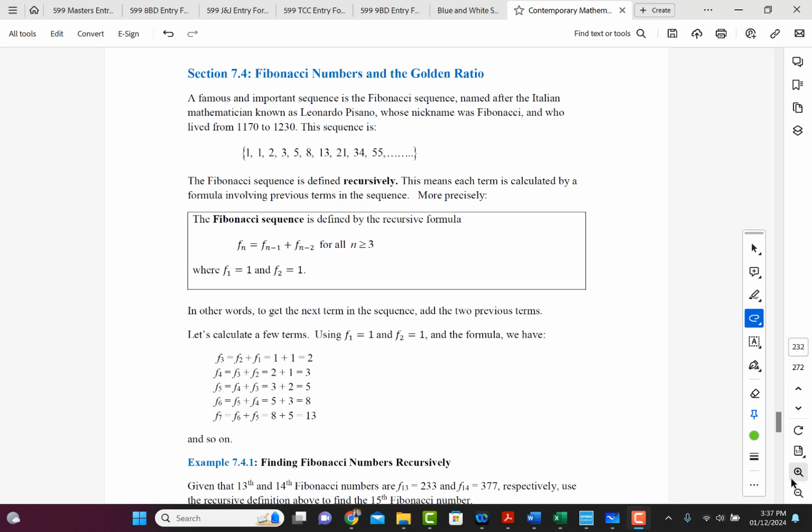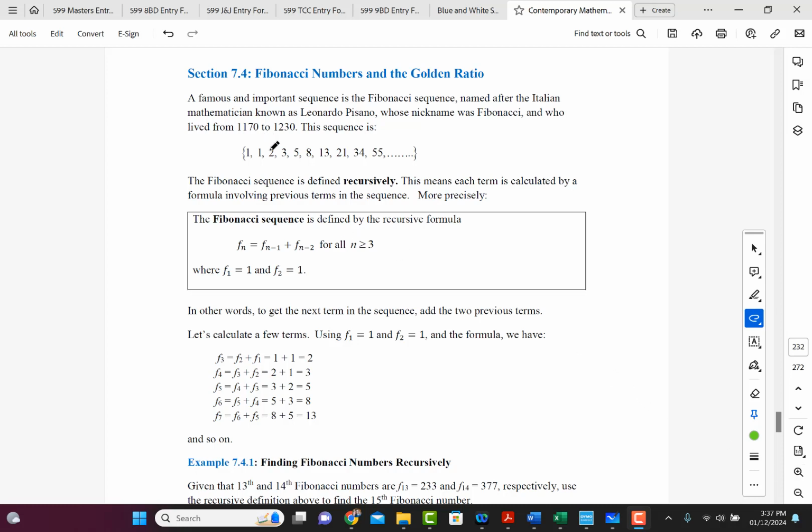Now, this sequence is created by taking the first two numbers, which we always start with 1 and 1. We add those to get the third number in the sequence, which is 2. And so we're always adding the previous two numbers in the sequence to get the next number in the sequence. So 1 plus 1 equals 2, 1 plus 2 equals 3, and so on.